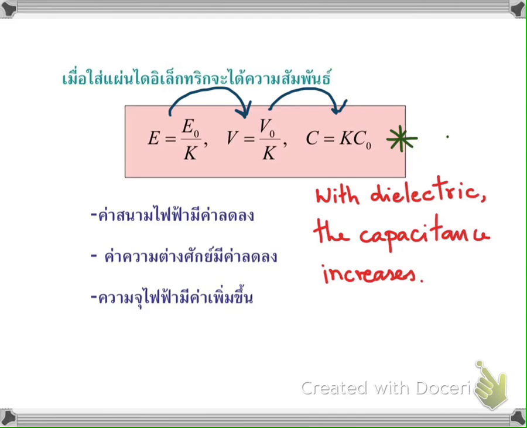This is a very important point in practice, because if you want to create a capacitor that keeps more energy, you may think that you put more charge on the plate, but that is not practical. If you put more charge, it can damage the capacitor. So the practical way is that you don't put more charge, but you put the insulator in between the plates, and then it will increase the capacitance of the capacitor without increasing the amount of charge. Okay, and that is a very important point.